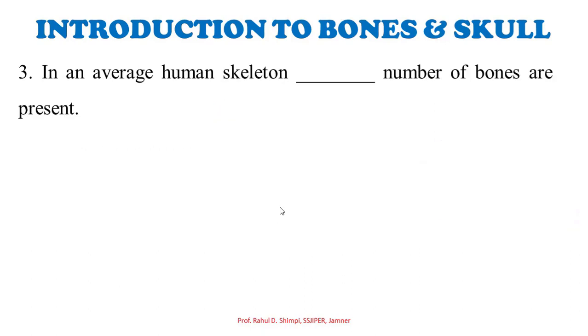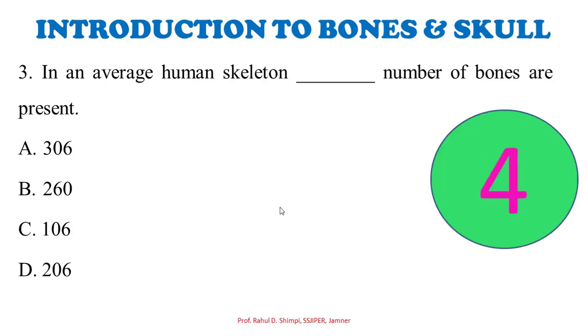So the third question is, in an average human skeleton, dash number of bones are present? A 306, B 260, C 106, and D 206. This is a very easy question, and this is a question related to general knowledge. So the option is 206.